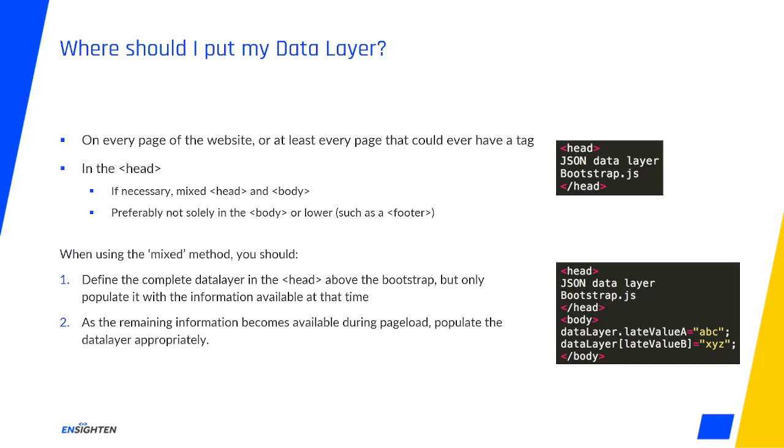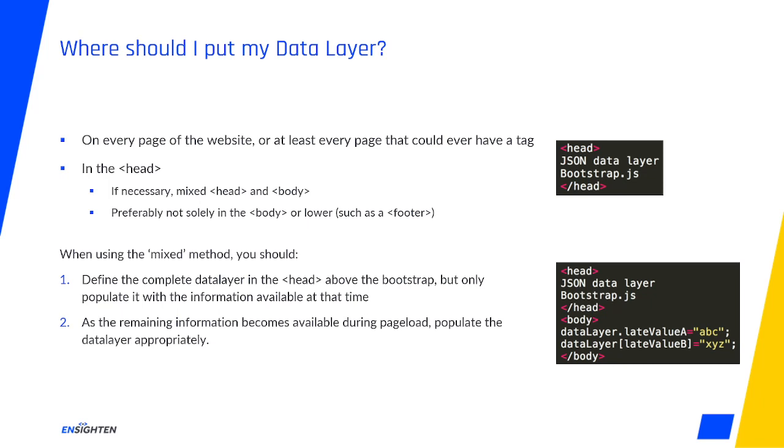Once you're down to the page level, the ideal option would be that the data layer is both created and populated synchronously in the head above the bootstrap. That would mean that the data is always available and complete by the time any tagging could possibly need it. However, we've learned that this is a bit unrealistic in practice. Sometimes information simply is not available until partway through page construction, and that means async and unreliable timing.